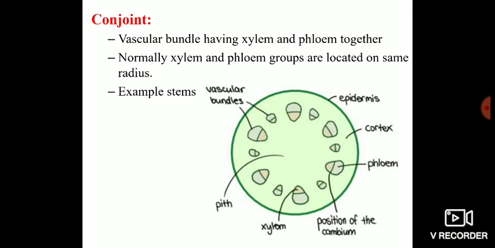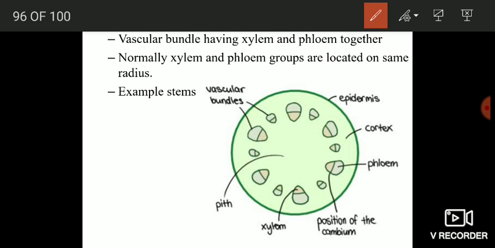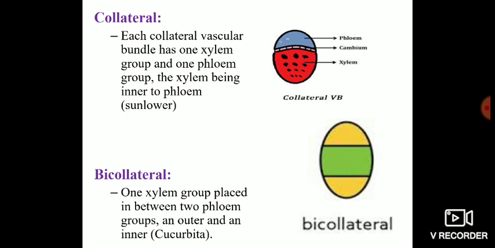Normally, in these vascular bundles, xylem and phloem are located on the same radius. Here you can see they are present together and they are located on the same radius. They are located in the same direction. Example is vascular bundles of stems. Now the different types of conjoint vascular bundles. The first type is collateral.